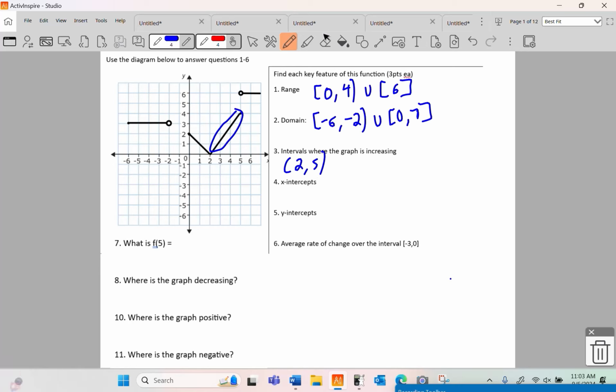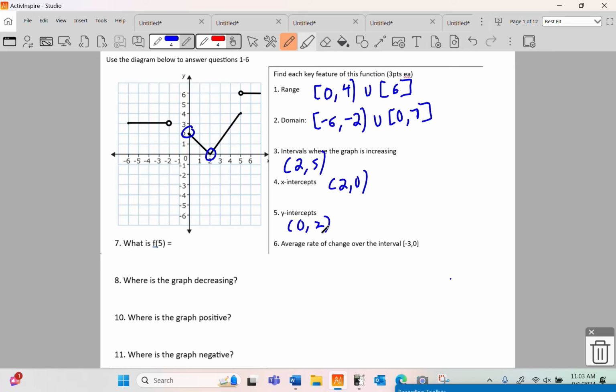X-intercepts, that's going to be where we cross the x-axis. It's going to be right there. It's at 2, 0. Y-intercept is going to be right here. Even though it doesn't cross, it's touching, still touching. 0, 2.